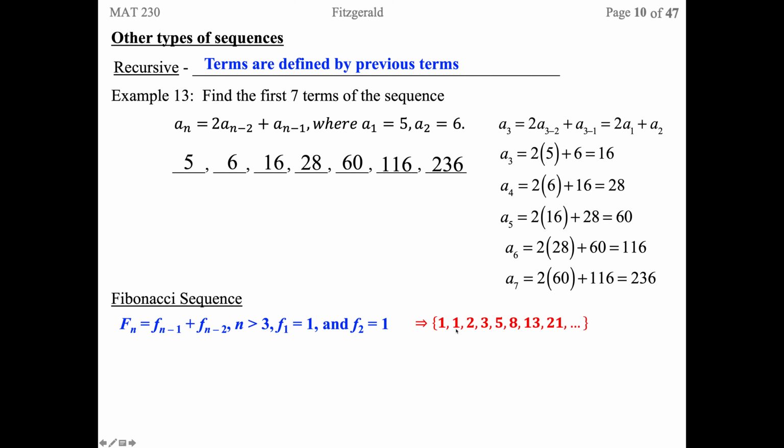Starts 1, 1, and in this sequence here you add the 2 1s to make the 2. Then you add the 1 and the 2 to make the 3. The 2 and the 3 added together is 5. 3 plus 5 is 8. 5 plus 8, 13. 8 plus 13, 21. And so on and so on and so forth.